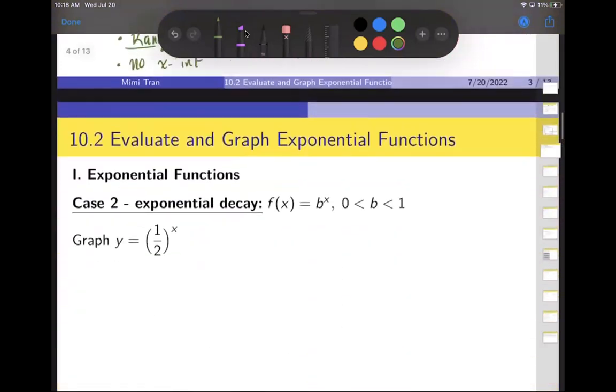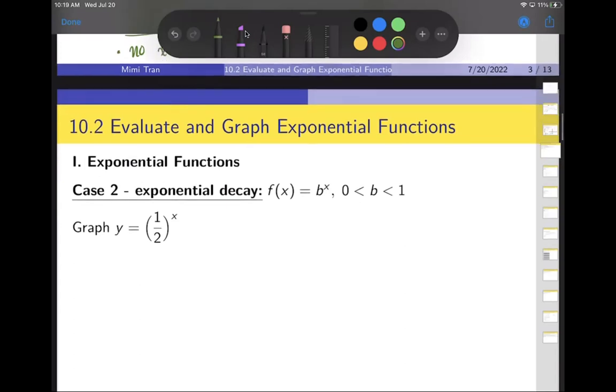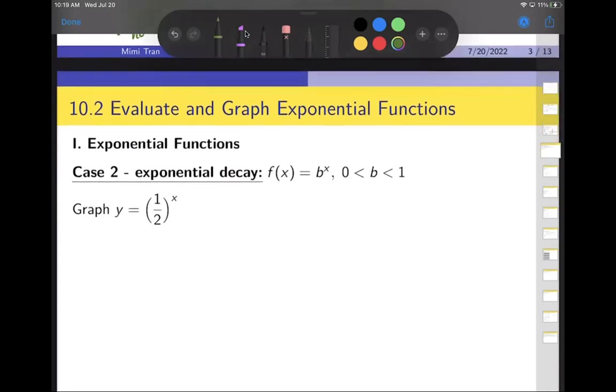Exponential decay. f of x equals b to the x still, but now b is between 0 and 1. What number is between 0 and 1? Well, there are infinitely many. It could be 1/10, 1/2, 1/5, 1/7. Infinitely many numbers. But let's just take a look at one, y equals 1/2 to the x.